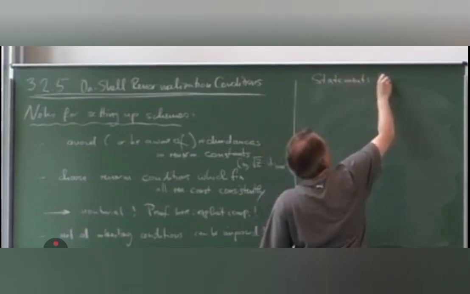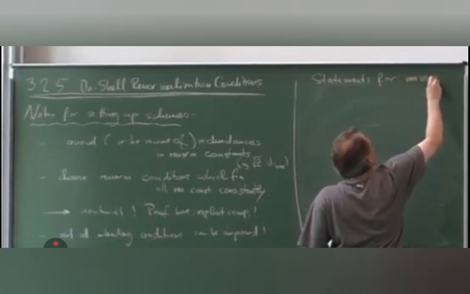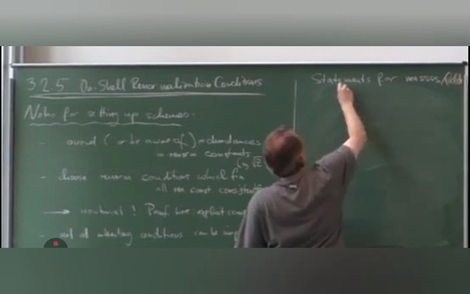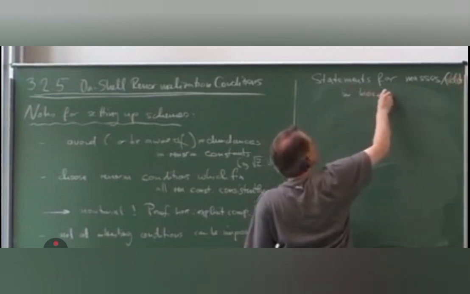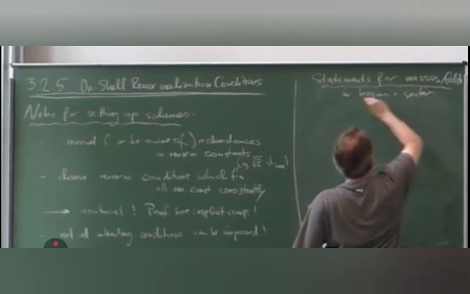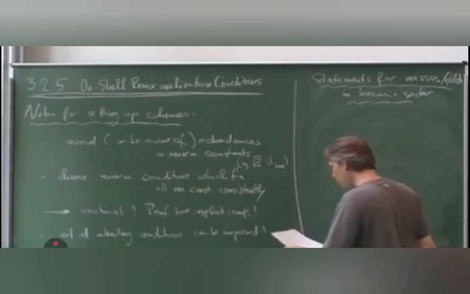So let us begin with masses and fields in the bosonic sector. Bosonic are the vector bosons and the Higgs fields.